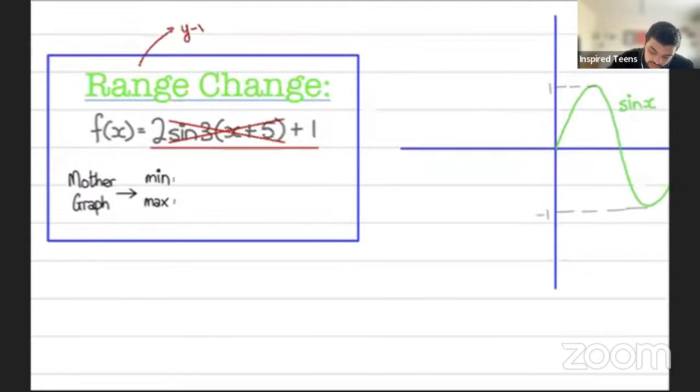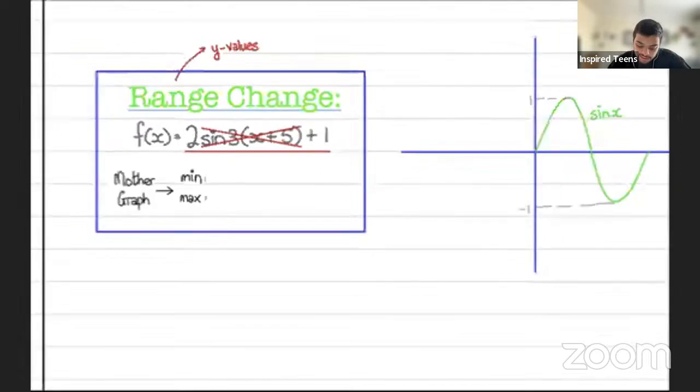Since range values are y values, we only need to consider the changes that affect the y values, which is a coefficient in front and an addition or subtraction after the function. So you can ignore anything in the middle: anything where the angle is multiplied by a coefficient, as well as a change inside of the bracket. Ignore all of it because those will be changes to x, and I can prove it quickly.